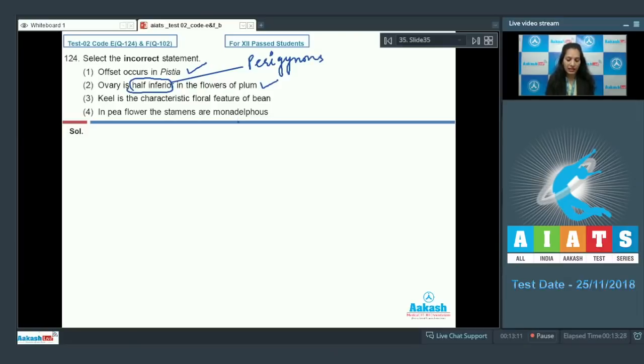Third, keel is the characteristic floral feature of bean. The petal keel is seen in Fabaceae family. So bean is a member of Fabaceae. In the flowers of bean, we can see keel. Fourth, in pea flower, the stamens are monoadelphous. No, in pea or in Fabaceae, the stamens are united into two bundles called the diadelphous condition, not the monoadelphous. So this statement is incorrect. So the correct option for the given question is option number 4. Let's move on to the next question.